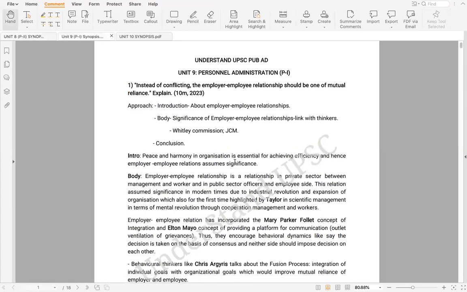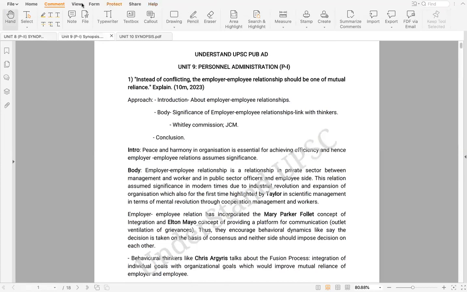Personal administration: instead of conflicts, the employer-employee relationship should be one of mutual alliance.